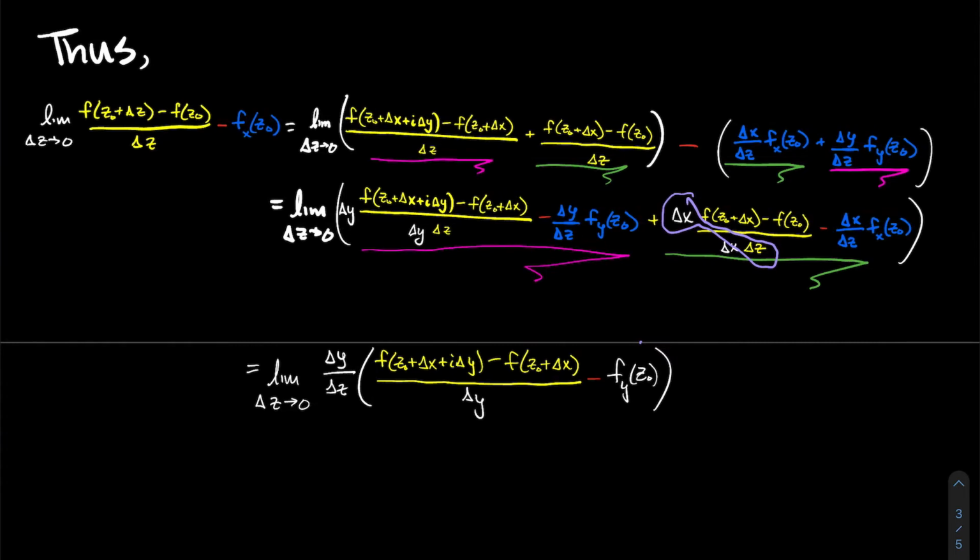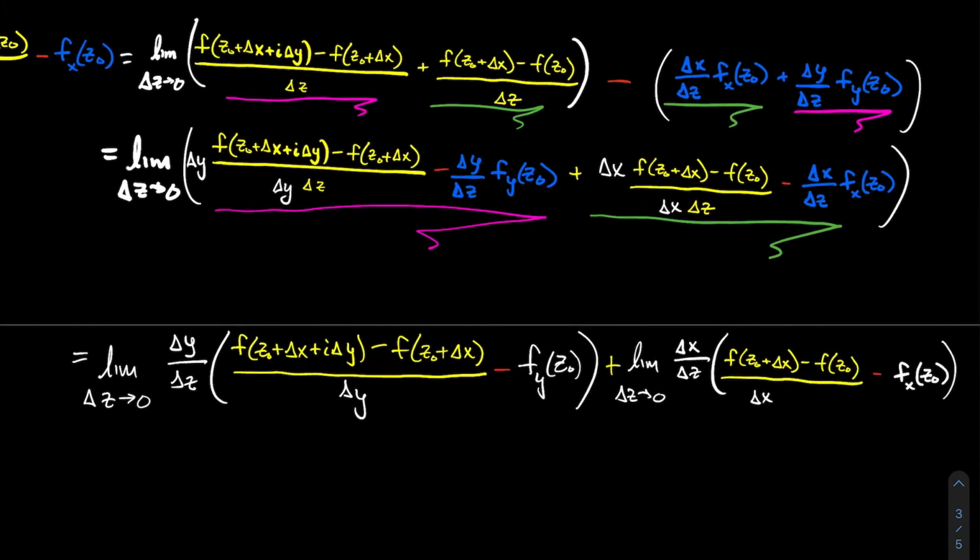And I can also distribute this limit to that too. So I'm going to factor that out. So limit as delta z goes to 0. Factor out that delta x over delta z. If it's okay, I'm going to zoom in a little bit. And then here is what you have left when you factor that out.